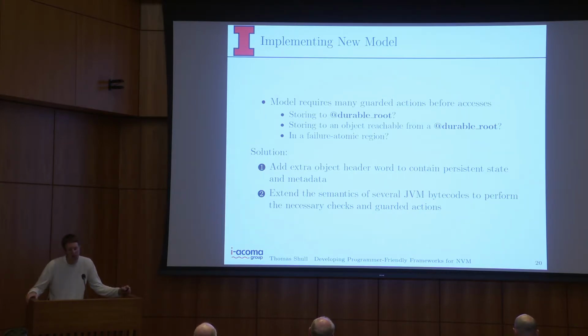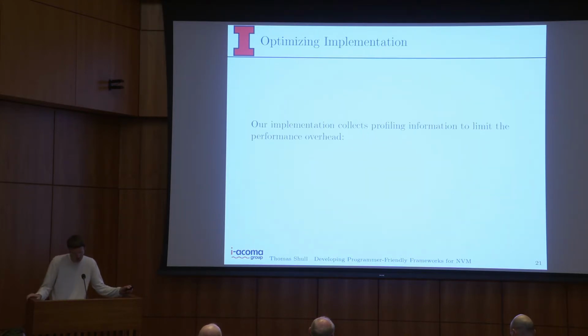If you're just running a regular volatile non-crash-consistent program, the semantics will be exactly the same because none of these extra actions will be activated. It's just a matter of once you have these annotations within the code, then it'll start to do extra things.